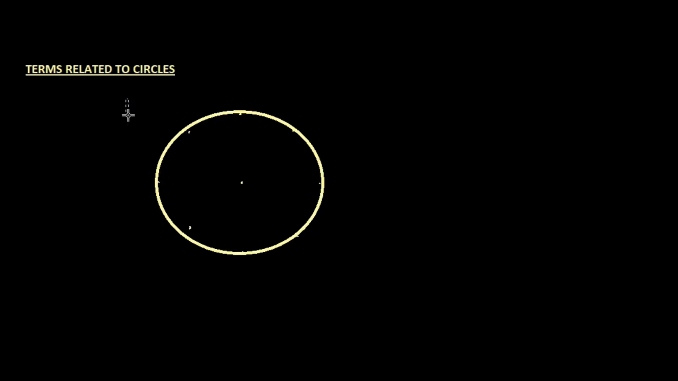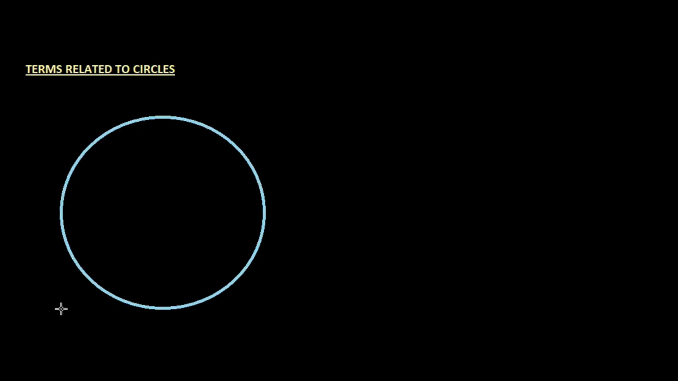So let me start with a proper circle and explain all the terms related to a circle. So let us say that this is a circle that we have, and this is equidistant from this point in the center. Let us call that point O. So when we say that this is equidistant, that means from point O, if you take all the points which are at the same distance from O, if we join all those points, this is what you get. This curve is known as a circle.